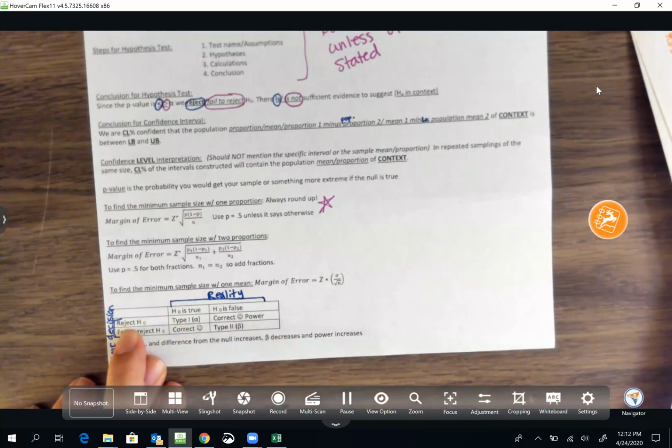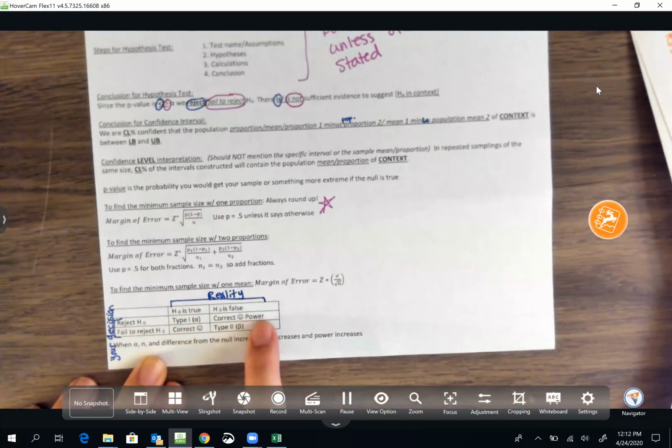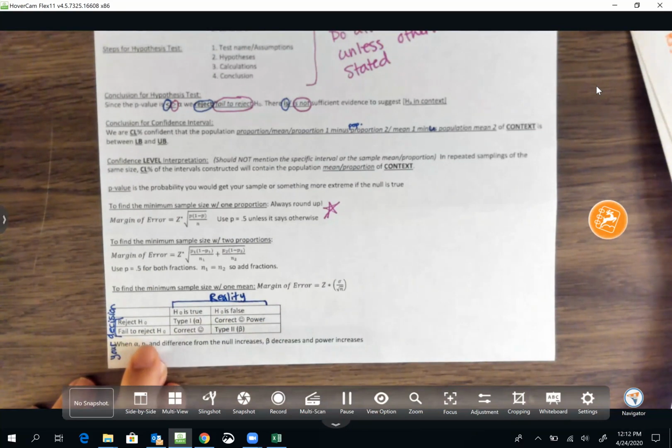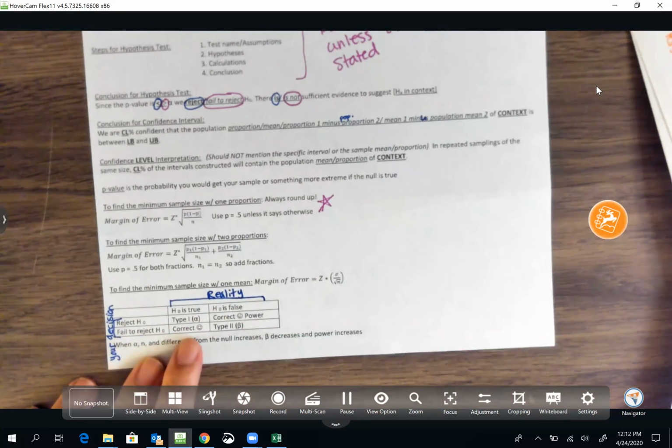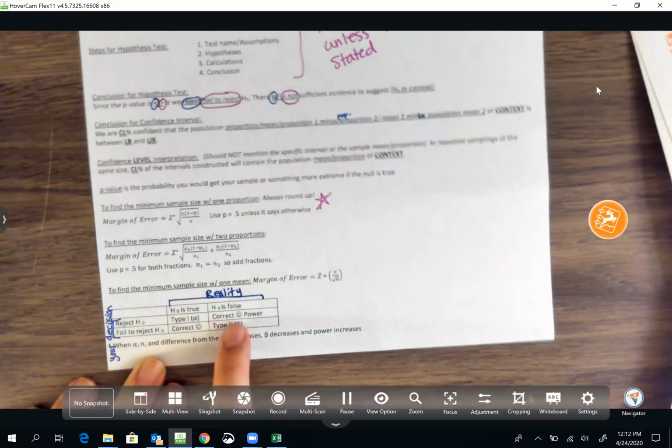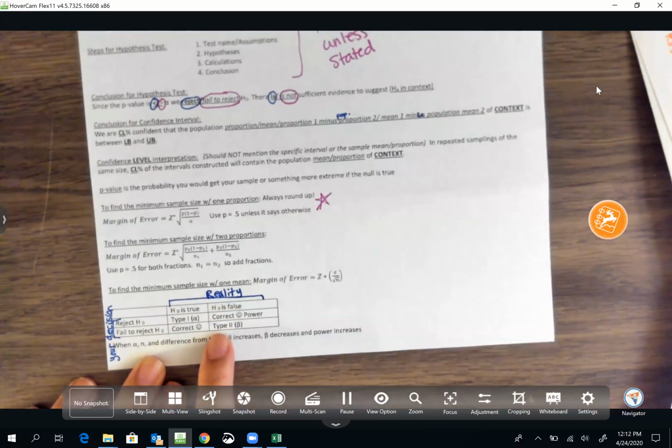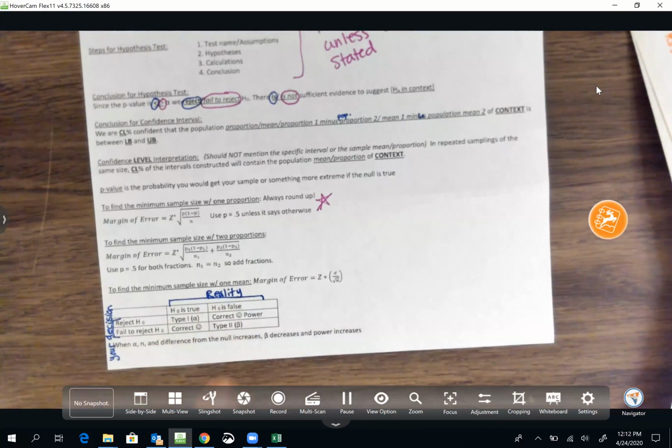If you reject H0, but H0 was really false, that was correct, that's also the power of the test. If you decide to fail to reject H0 and H0 is true, that's correct. You said H0 could be true, H0 is true, that's good. If you fail to reject H0 and H0 is false, that was the wrong choice. Specifically, that was type 2, which is beta.